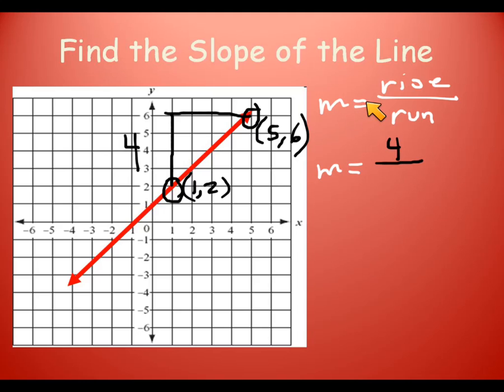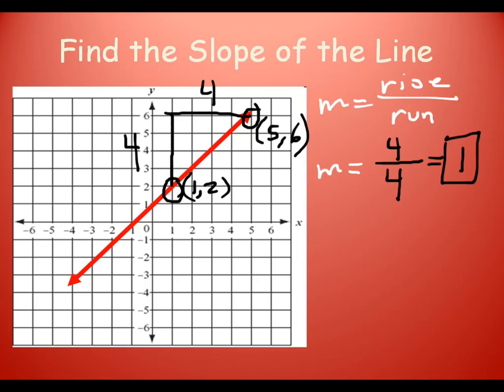Divided by, because that's how much I rose, how much I ran, or how much I went left or right. 1, 2, 3, 4. And 4 divided by 4 is 1. So the slope of this line is a positive 1. I knew it would be a positive number.